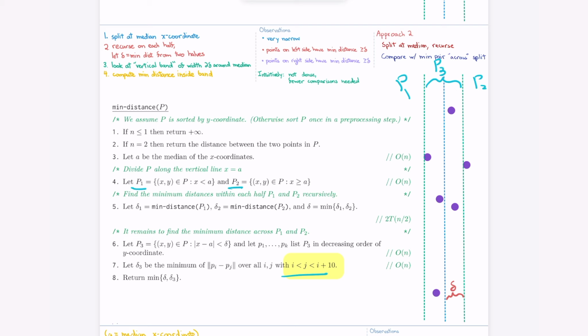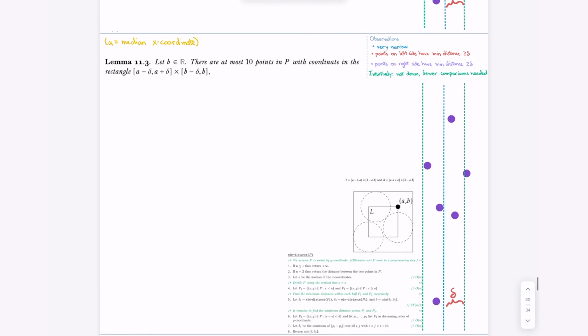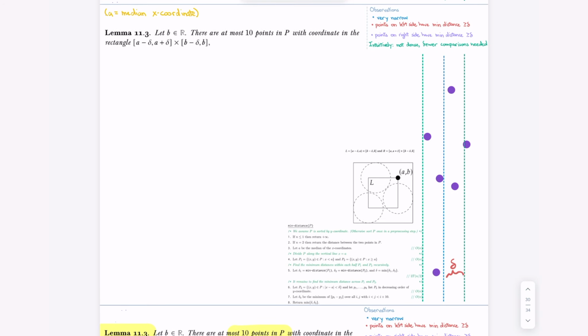Okay, good. So to prove this algorithm works, you only need to look at 10 points. Here's the claim. If I'm at some point A, and I know that everything on the right and the left are delta apart, and I go delta to the right, delta to the left, and down delta, and look at this square, the claim is that there are at most 10 points inside there.